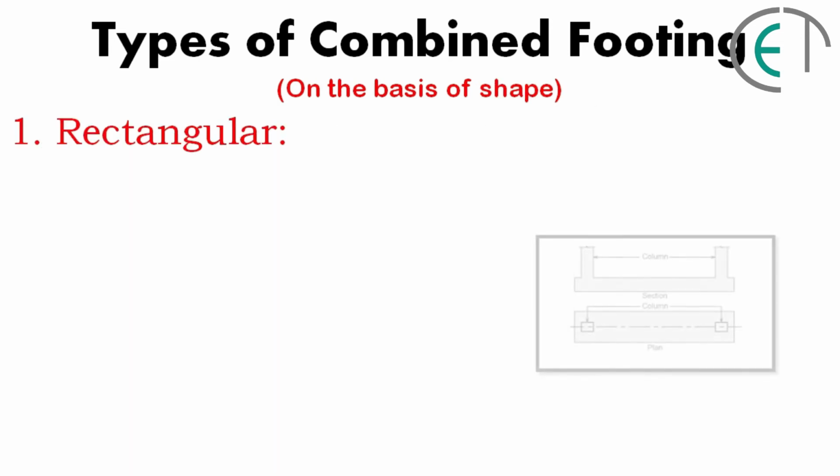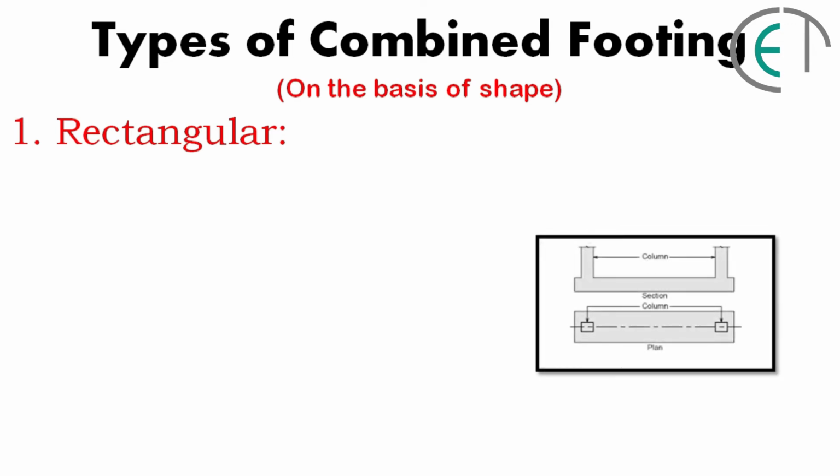Now let's come to the classification on the basis of shape. On the basis of shape, there are two types of combined footing. The first one is rectangular and the second one is trapezoidal. Let's discuss rectangular combined footing. If the width of the footing is restricted, then we will use rectangular combined footing.